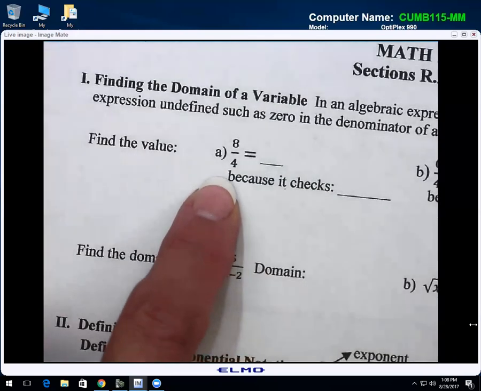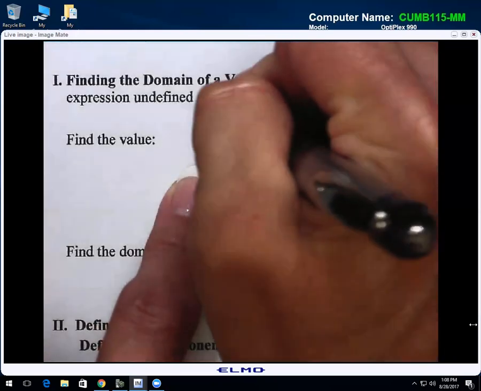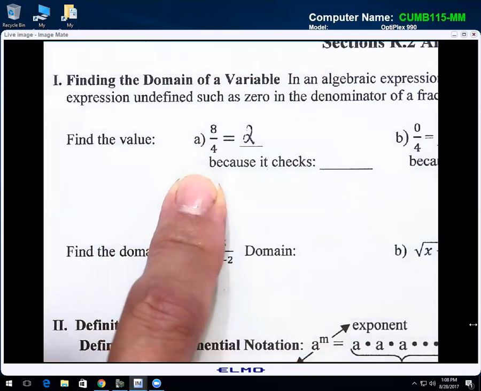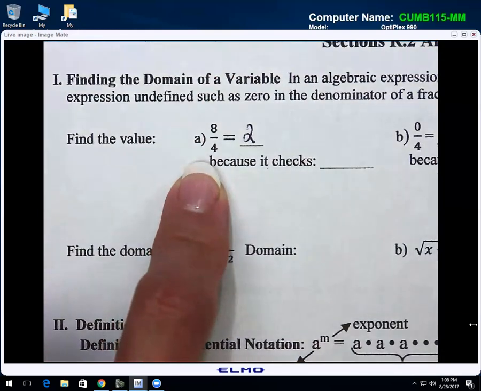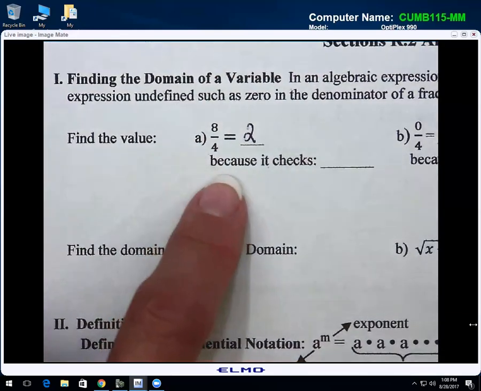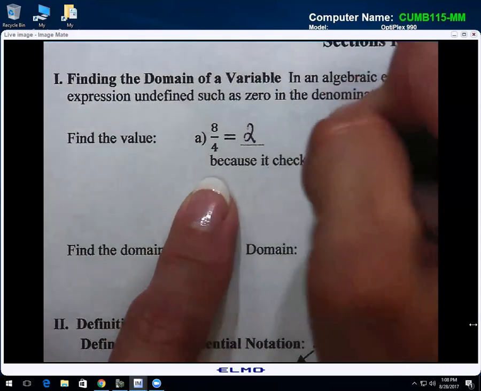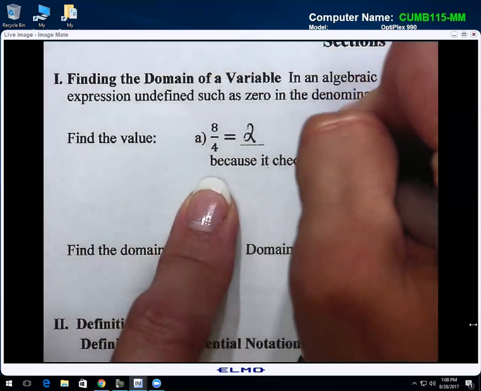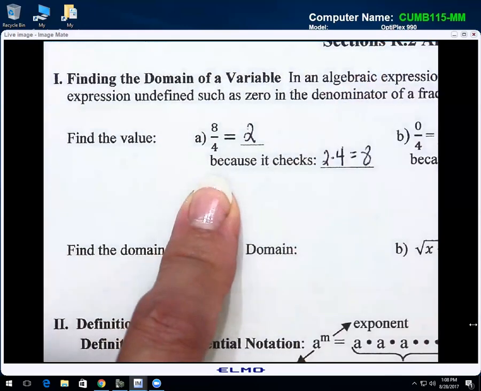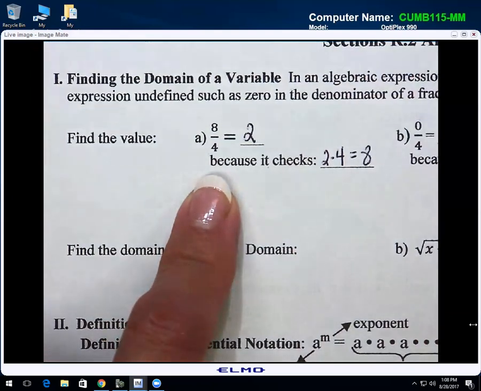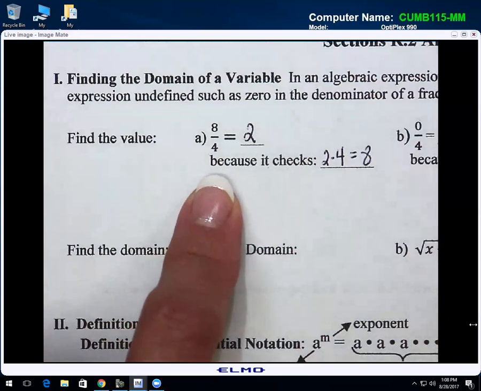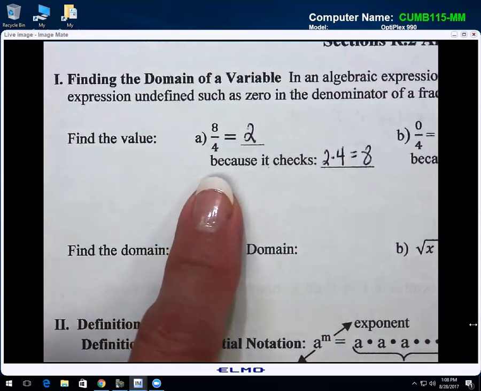If I say 8 divided by 4 is 2, I know it is because I can check that. How do you check 8 divided by 4 is 2? 4 times 2. Yeah, the answer times the denominator has to give you the numerator. And I don't have to wait for a teacher to grade that paper. I checked it myself. I know it's right.